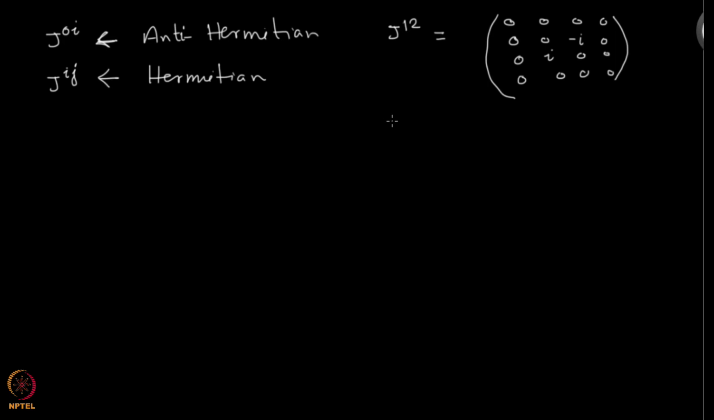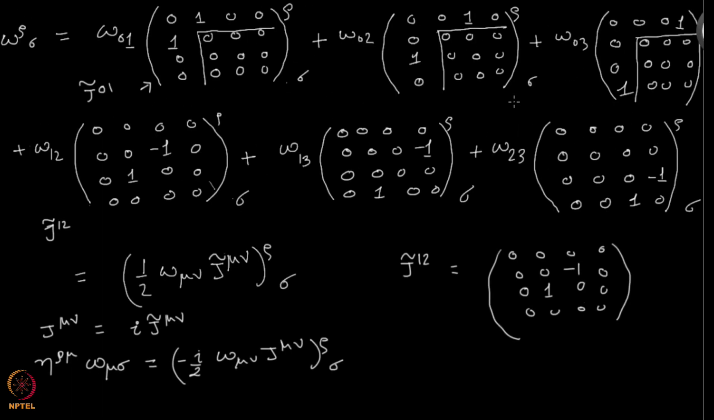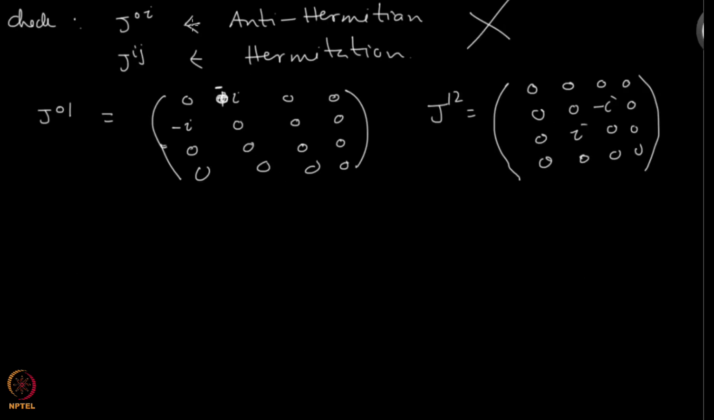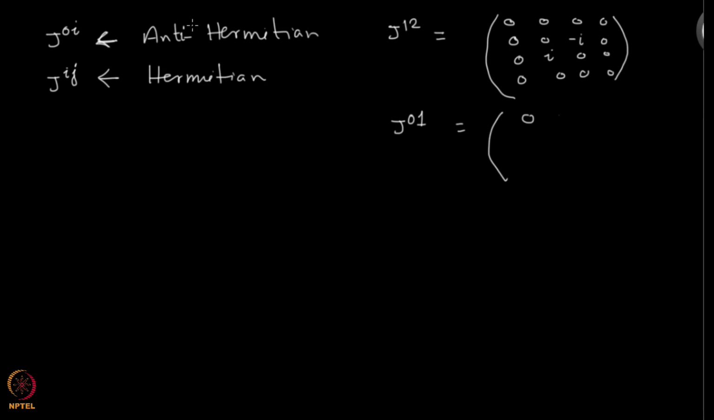And let me also write down j 01. So, j tilde 01 is both. You will get i 0 0, i 0 0 and everything else is 0.